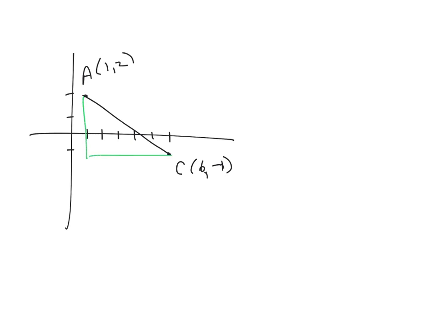Okay, so the tricky part here is we're trying to find the coordinates of B. So we know the ratio of AC to CB is 5 to 1. That means that this part here is my 5 and my 1 is over here somewhere, down here. So this line actually keeps going. And C is on AB.